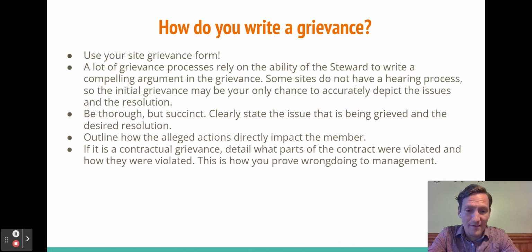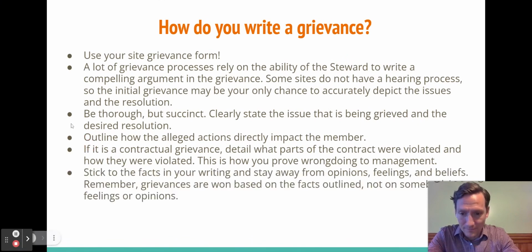Now, if it's a contractual grievance, you have to detail what parts of the contract were violated and also explain how they were violated. It's not just enough to say that Article 1, Section 2 of the contract was violated because they didn't do this. No, you need to explain how it was actually violated, what happened that violated that, right? This is how you prove any wrongdoing to management. This is how you say, listen, you didn't follow this, you didn't do this, and the contract clearly outlines this, and this isn't what happened, right? So you have to be specific with this, and you've got to really detail that.